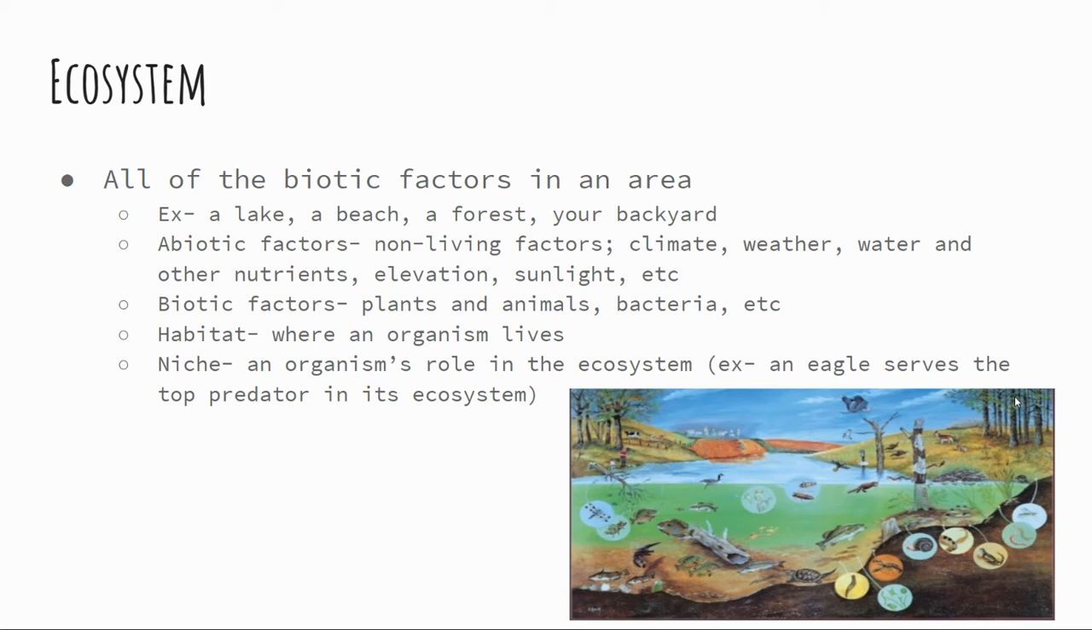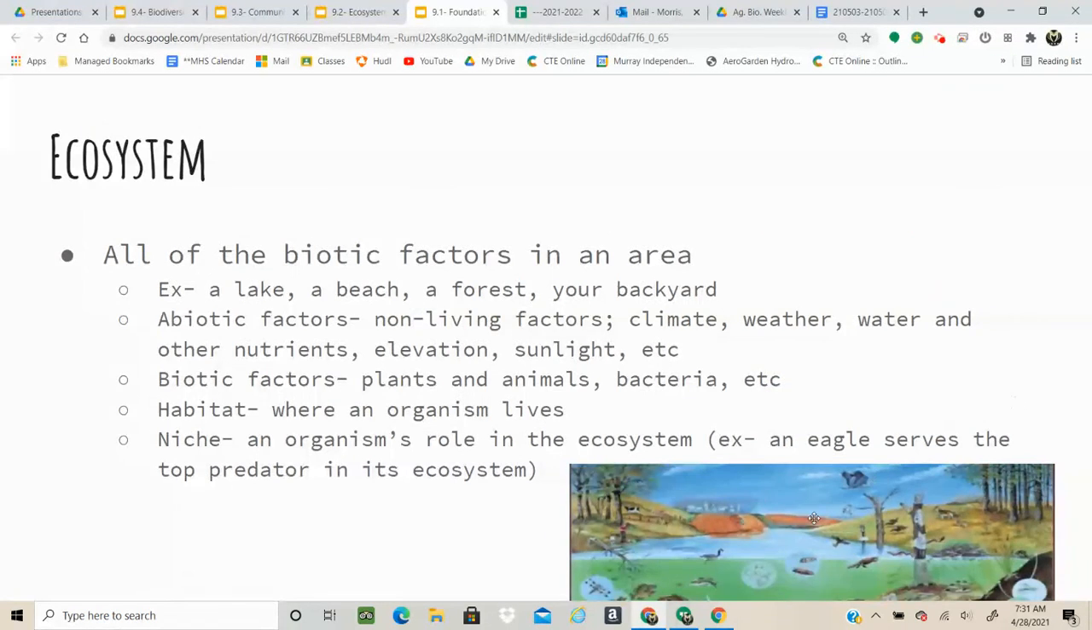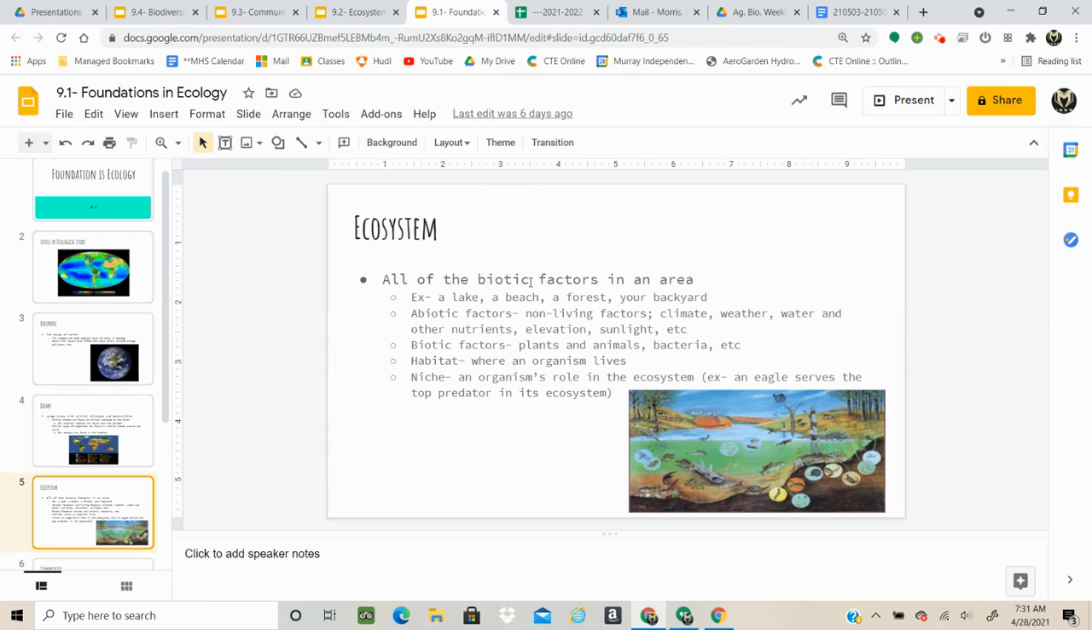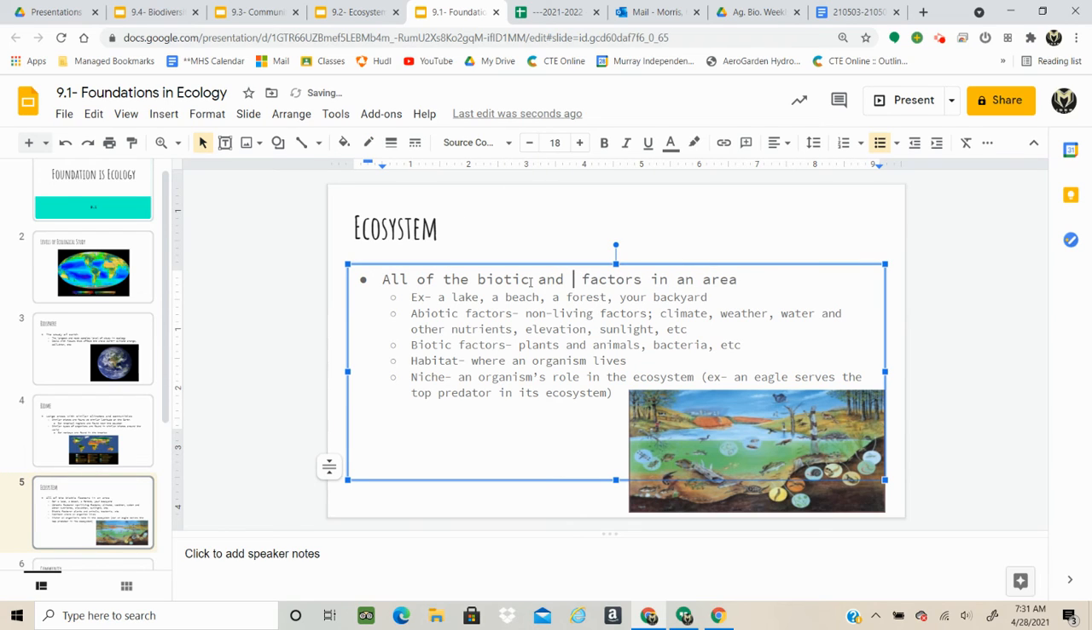All right, so this should say, excuse me, this is wrong. This should be all of the biotic and abiotic factors in an area. Let me fix that while I'm thinking about it. All the biotic and abiotic. Excuse me for that typo.